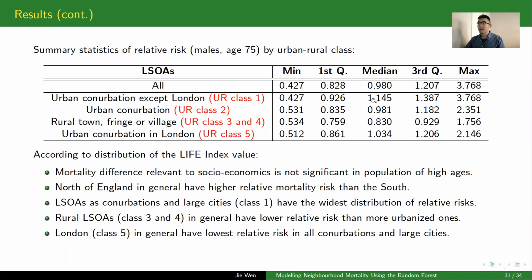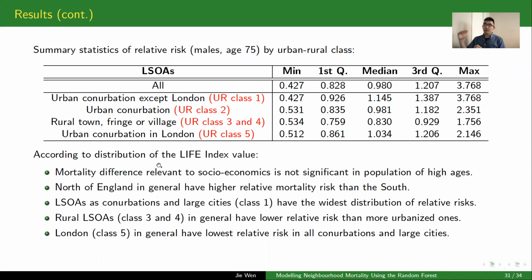Meanwhile, class 1, class 2, and class 5 of London have a distribution much closer to the overall national distribution. So in summary, according to the distribution of the life index value, we can know that the mortality difference relevant to socioeconomics is not that significant in the population of high ages compared to those of younger ages.